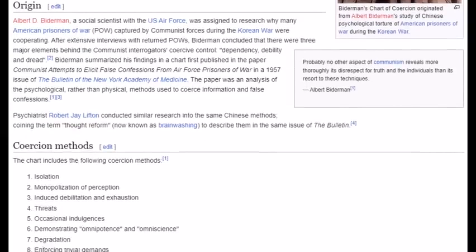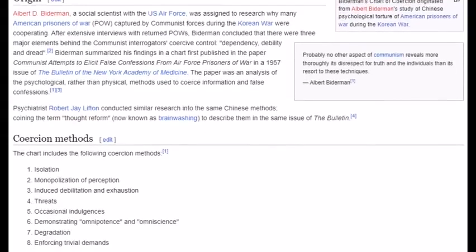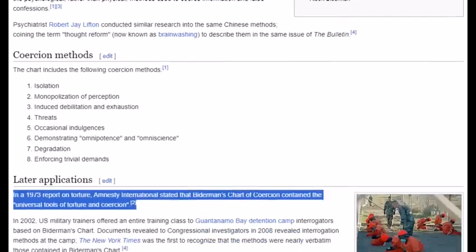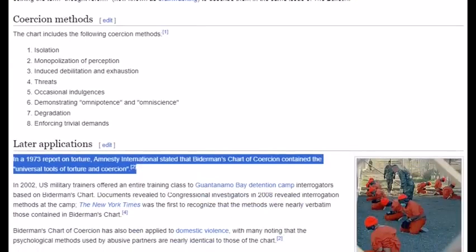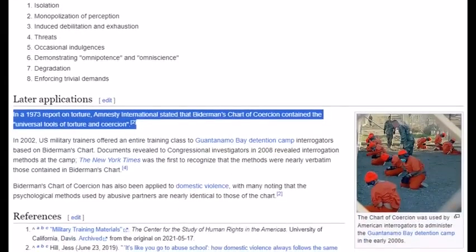Here you see all the 8 points, octagon. So there's another proof where it comes from. The Chinese don't really have anything to do with octagon, eh? Here you see Guantanamo. It says, in a 1973 report on torture, Amnesty International, which is a joke anyway, stated that Biedermann's chart of coercion contained the universal tools of torture and coercion.